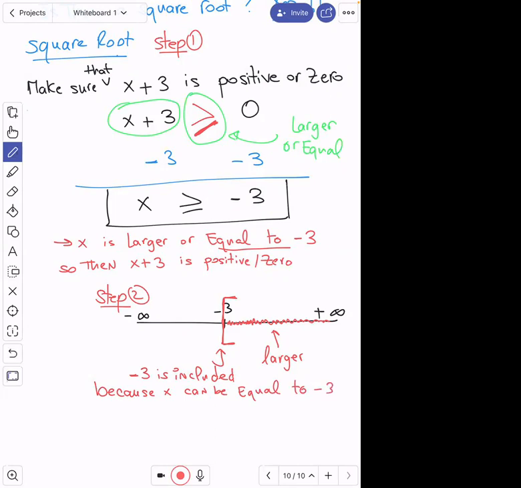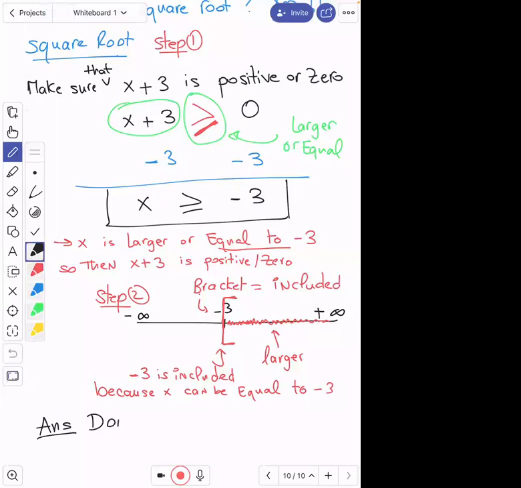Okay, so we use brackets to include the numbers. So this is my bracket here. The bracket means it's included. That's different from parentheses, right? Parentheses means it's excluded. Bracket means it's included. So in the final answer, guys, the domain of this function f, as you can see on this number line, we have only one interval. So this is different from the previous example, right? There's only one interval, and it goes from negative 3 to positive infinity.